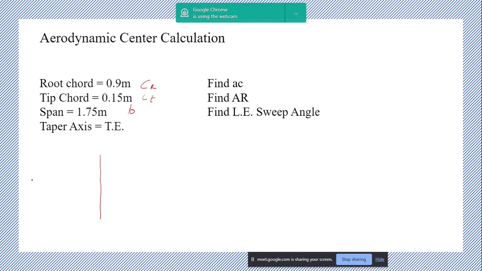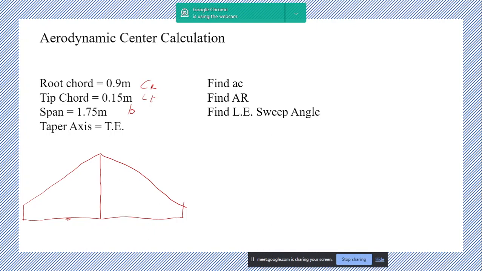Where should I place my trailing edge, the tip chord? So it's tapering about the trailing edge, right? So this is the trailing edge. Now the tip chord is here and it is tapering. It's the delta wing, yes. So this is how the wing will look, okay? Taper axis is the trailing edge. It's clear now about the taper axis. It's the axis towards which it tapers.